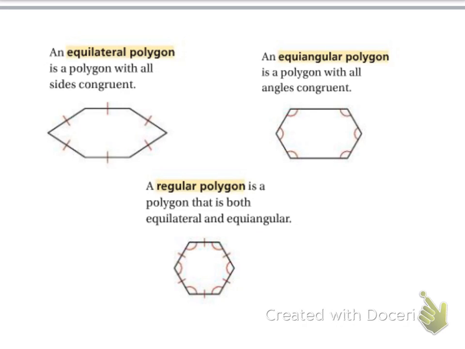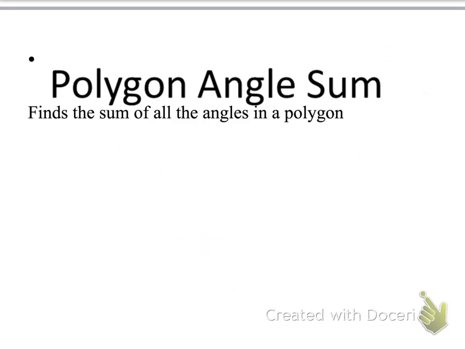Okay, equilateral, equal sides. Equiangular, equal angles. Regular is big in this. It is both. Equal sides and equal angles. That means all the sides match and all the angles match. That's going to be really big with this unit.